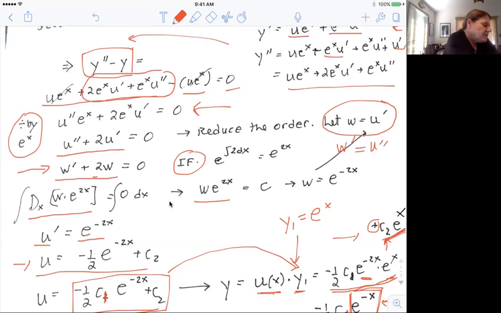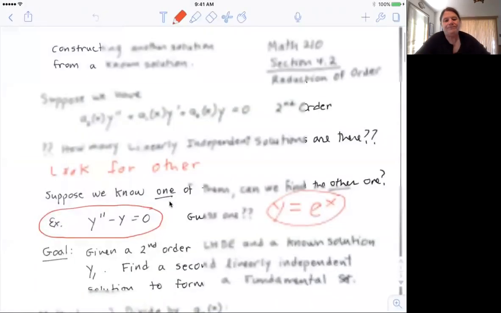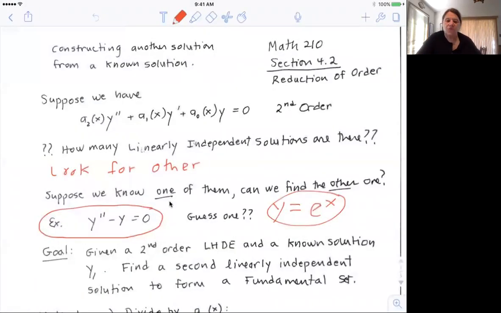Okay. So I'm going to go back and look at this generically. The question is the same. We're going to try to construct another solution from a known solution. We've got this generic second order DE. A2 of x cannot be 0. And I'll show you why this method won't work for any place where it's 0, because I'm going to ultimately end up dividing by it, guys.